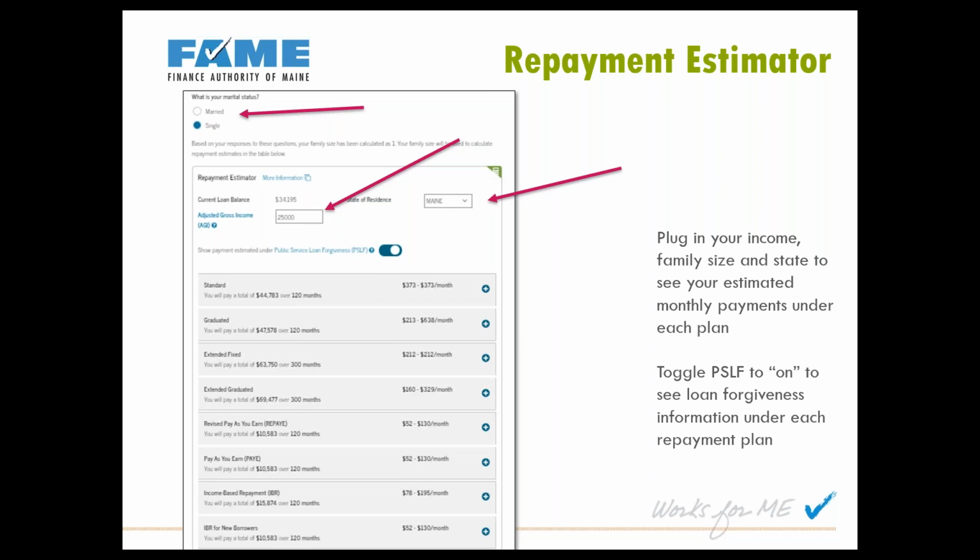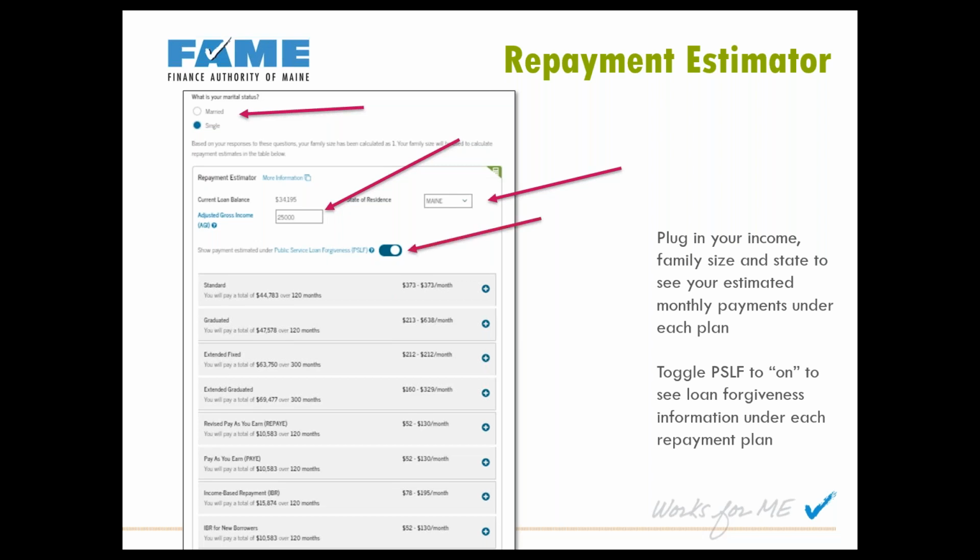You go a little bit further down the screen, you plug in your adjusted gross income, your marital status, number of dependents, the state you live in. That information is all going to be used to calculate an estimated monthly loan payment. So if you can see here, you can see all the repayments and what your payment might be at that debt level that was preloaded for you.